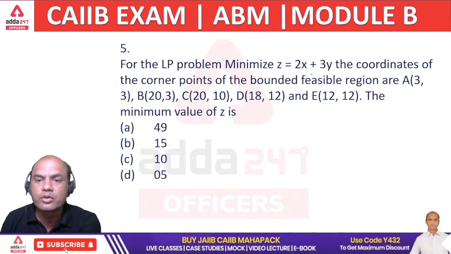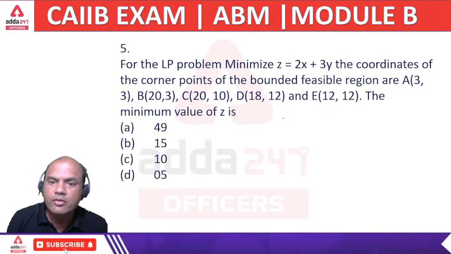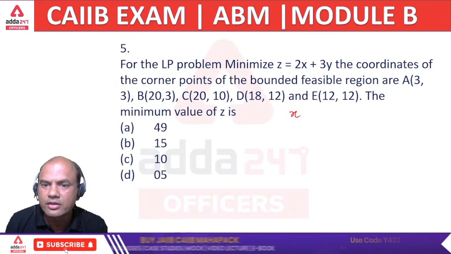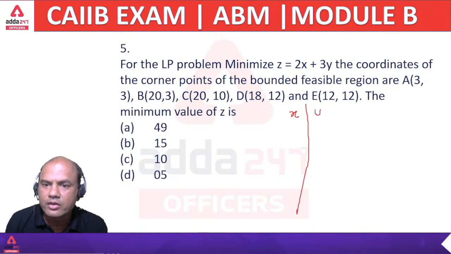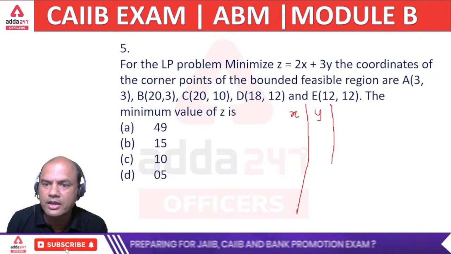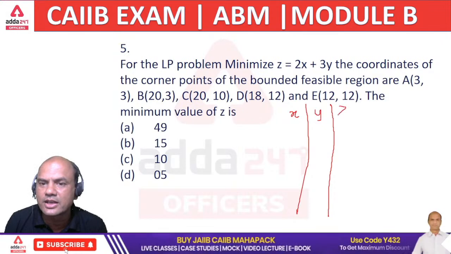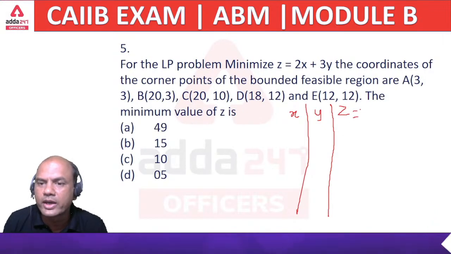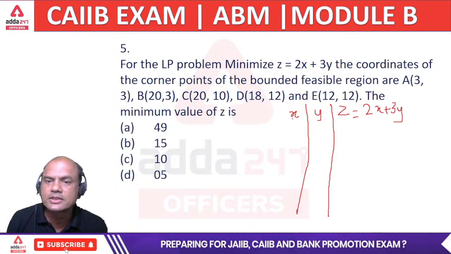So here what have you to do? Always remember how to solve this problem. First you draw this x and y. X is given, y is given. Everyone solve this. And this is a z function. This is always known as a z function. Z equals 2x plus 3y.